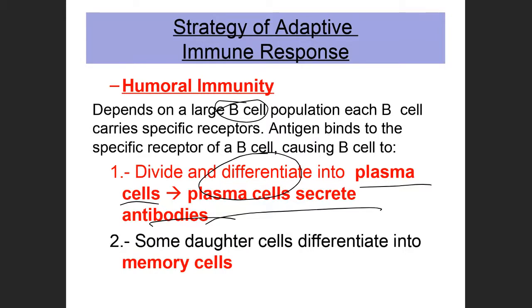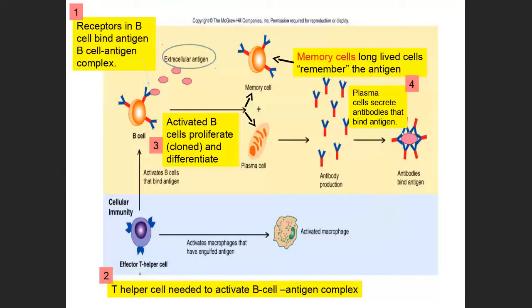Some of these plasma cells are going to divide and remain differentiated, because they're going to be the ones that will remember the first response. They become the memory cells. So this is essentially what happens during humoral immunity.